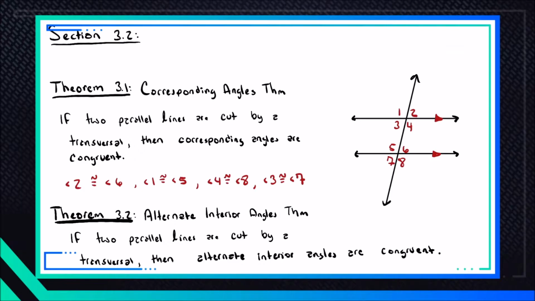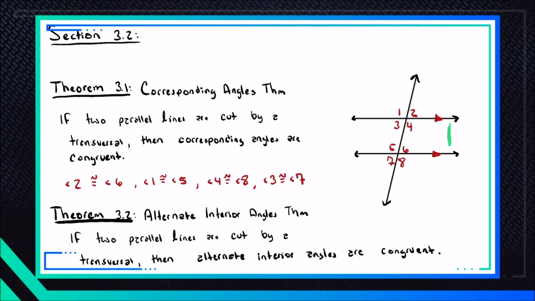So last time we started taking a look at what happens when you have two lines cut by a transversal. You get a different set of angles. You have your corresponding angles, your alternate interior angles, your alternate exterior angles, and your consecutive interior angles. And while that's all fine and dandy, what we're really interested in is when we have two parallel lines.